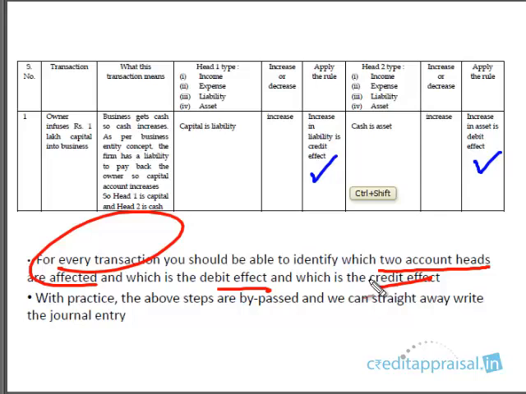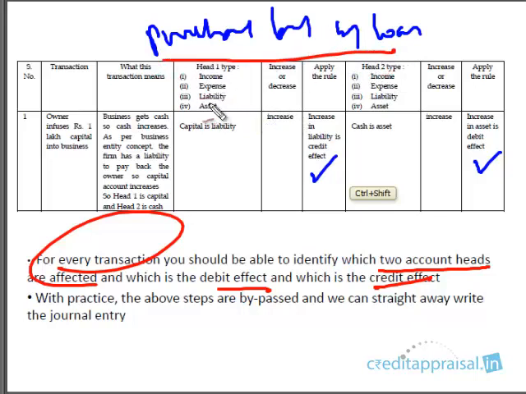In fact, accountants keep doing it on the fly. They don't even think of this table, which are the two heads that are affected, what is increase or decrease, is it a liability. They don't think about all this. Simple transaction, they straight away enter the books of account. Take for example, the company purchased land, right? The company purchased land by taking a loan from the bank, right? This is a simple transaction. What the accountant does is he doesn't even think of this table, right? He straight away sees the transaction and writes land account debit to bank loan account straight away.